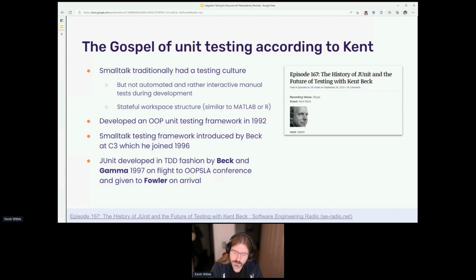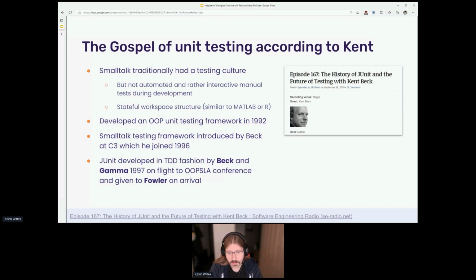He joined in 96. The C3 project is, of course, famous mostly because it was the first project done in extreme programming style. And then at this time also Java came up, and there is this famous story how he, on a flight to the Uppsala conference together with Erich Gamma in 97, developed JUnit, the first version of JUnit, in a completely test-driven development fashion.